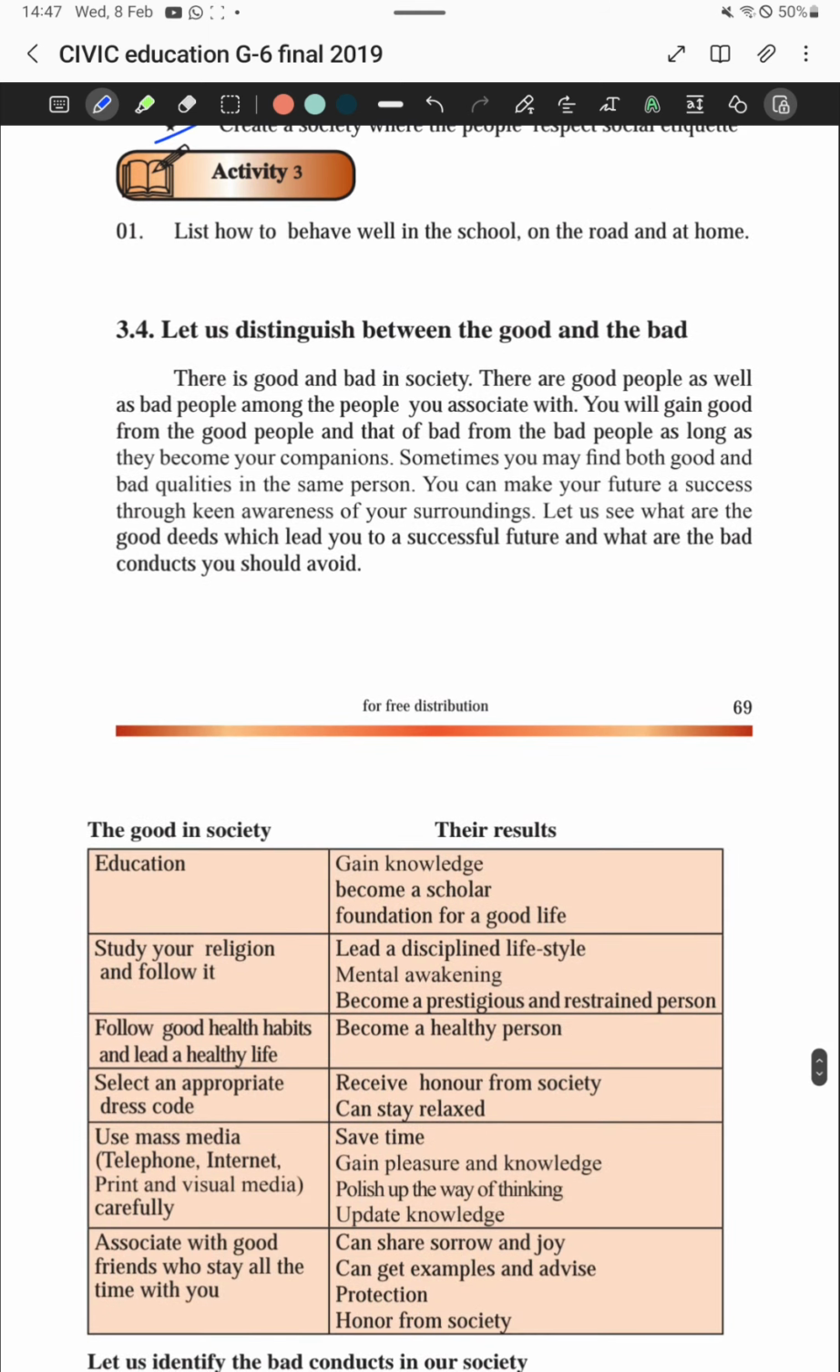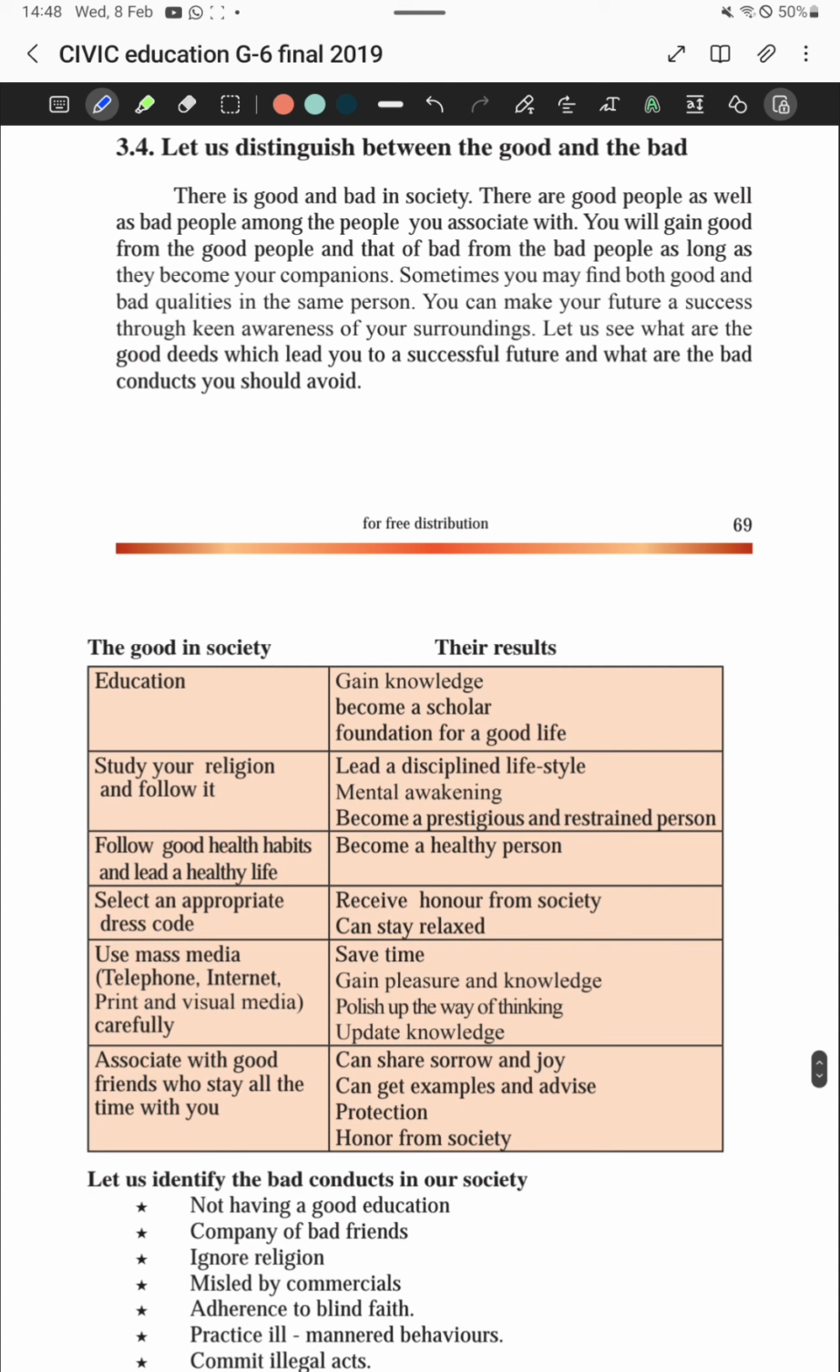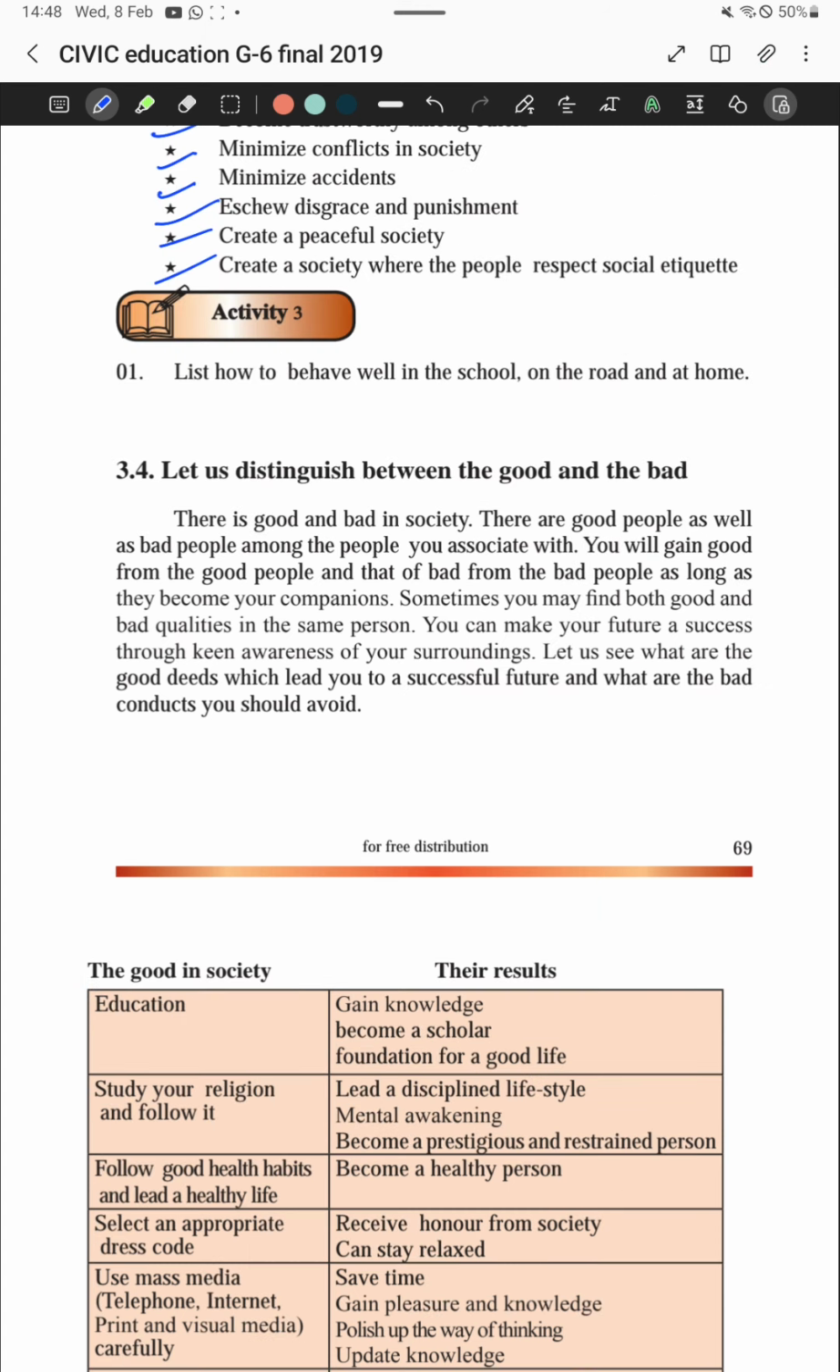Okay, activity number three, you can do the same thing I have already told you regarding activity numbers 1 and 2, right? You can send the things if you are okay with doing those things. So 3.4, let us distinguish between the good and the bad. What is good and what is bad, you must have clarified knowledge about those things, right? The 3.4 subtopic, let us distinguish between the good and bad, will be discussed in the second part of this video. So this is the part 1 video and the second part will be uploaded to you as soon as possible, right?